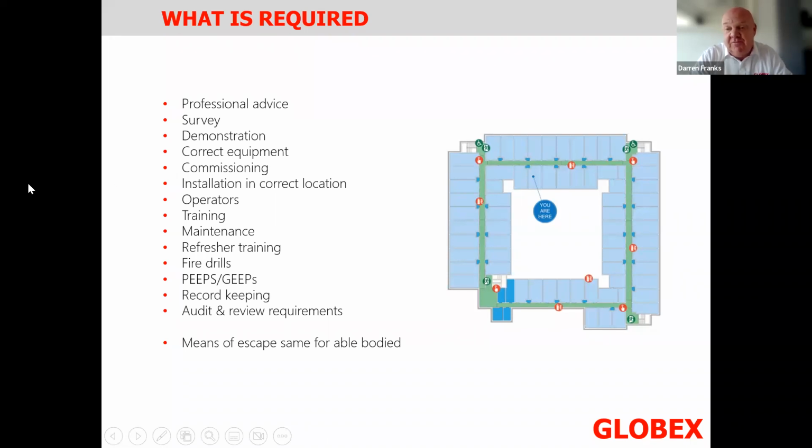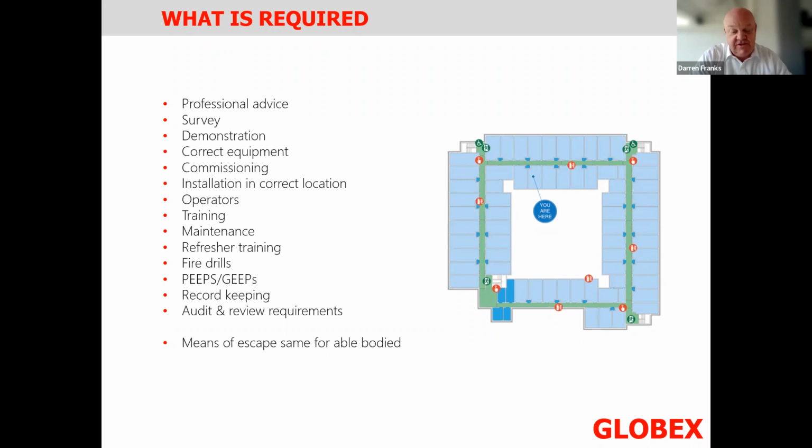Because of my background with fire extinguishers, I'm trying to apply the same principles to evacuation equipment as well. We use couriers, or if people are buying offline, the equipment is chucked in the back of vans, put into a care facility and just hung on the wall. There should be a commissioning to make sure it hasn't been damaged in transit or anything like that. Then installation in the correct location, which is part and parcel of the survey, which should advise you professionally where to locate them.